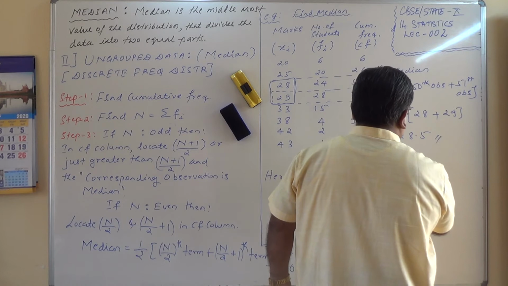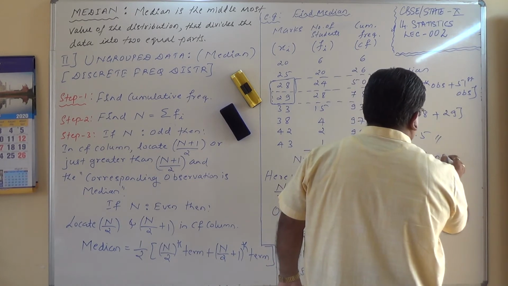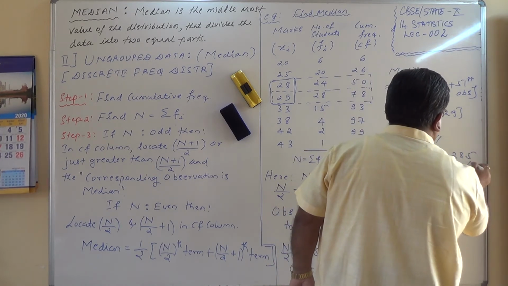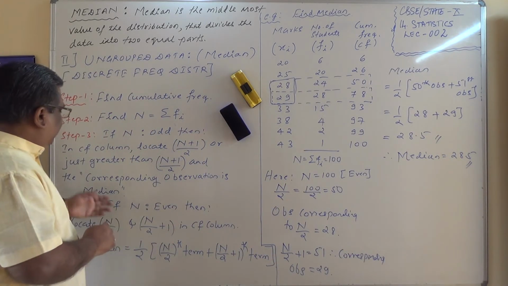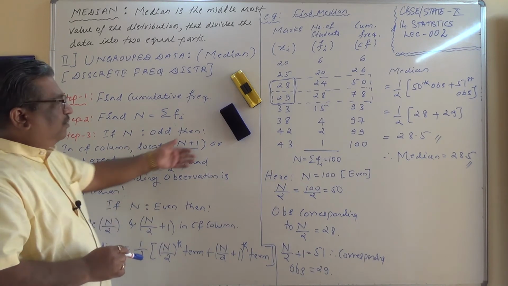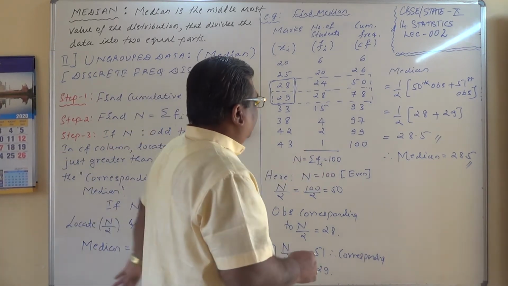Therefore median is equal to 28.5. So this is how we can calculate the median if n, the total sigma fi, is 100 here.